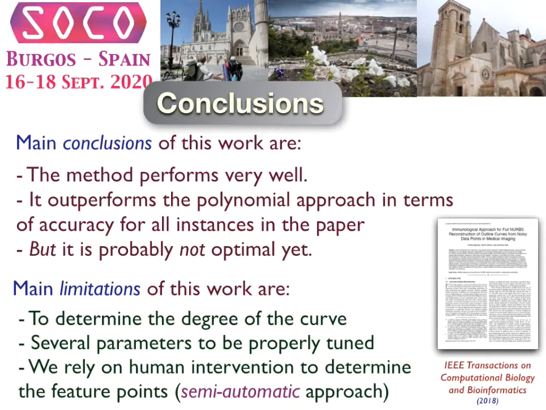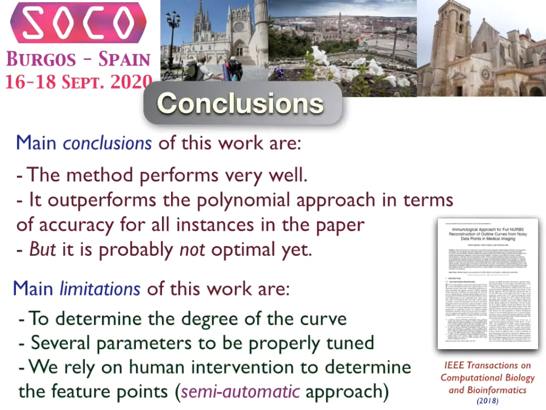The main conclusions of this work are that the method performs pretty well. It outperforms the polynomial approach and other classical approaches in the literature, such as clustering or thresholding, and also multi-layer perceptron neural networks, in terms of accuracy for almost all instances in the paper. But this method is probably not optimal yet, in the sense that it can be further improved.